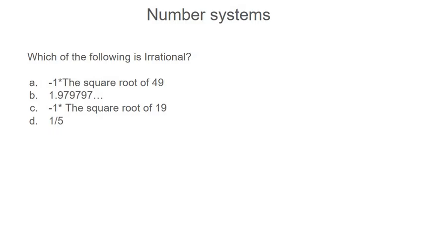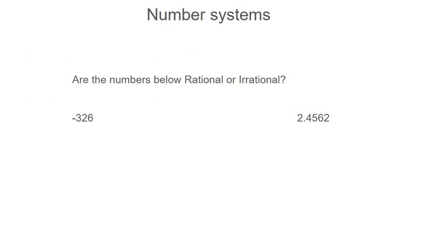I just have one last thing, one last problem style to show to you. Now, are the numbers below rational or irrational? Really, really easy. Negative 326 is rational because it can be expressed as a ratio. Negative 326 over 1. And 2.4562 over 1, that won't work.